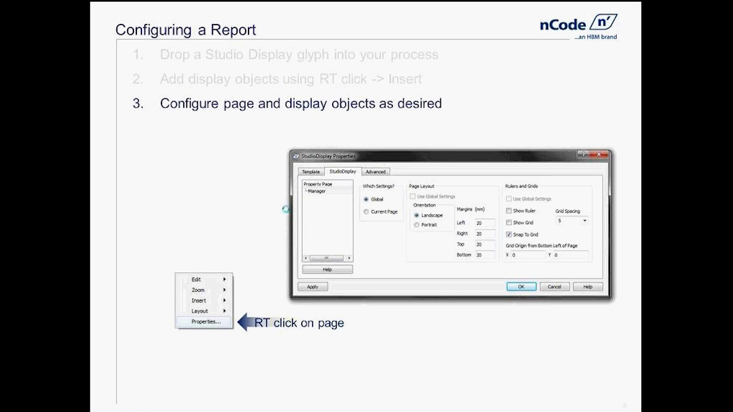Once we've started populating that page, we'll probably want to begin configuring the page. We'll also want to configure the objects as well. On the same contextual menu, right-clicking anywhere in the white space of the Studio Display Glyph, select Properties. That's going to bring up a dialog box that we see here, which would allow us to do things like control the margin and specify if we want a landscape or a portrait orientation on our report.